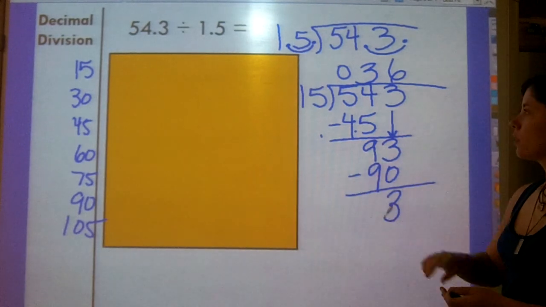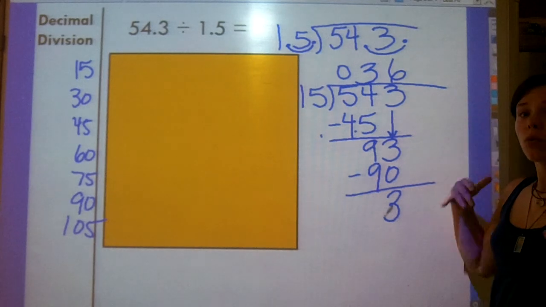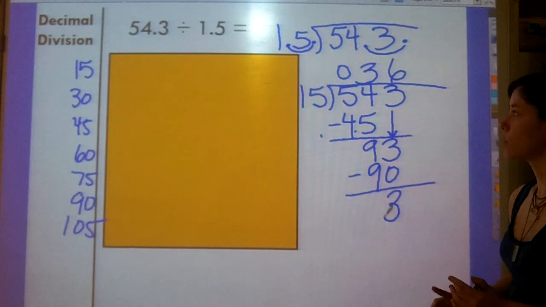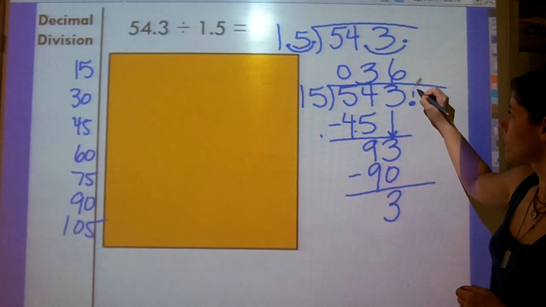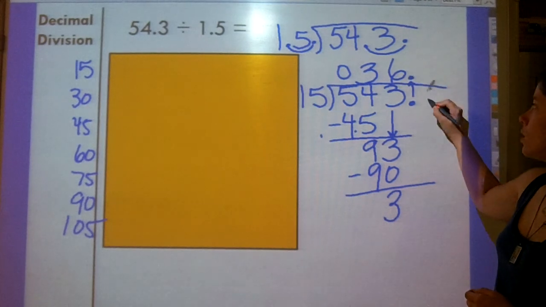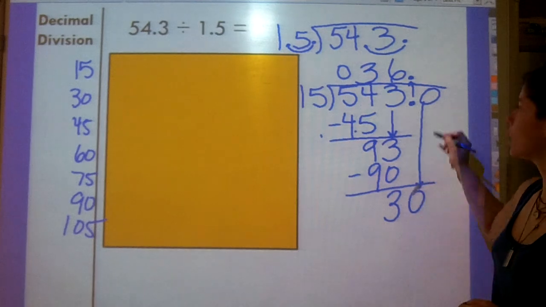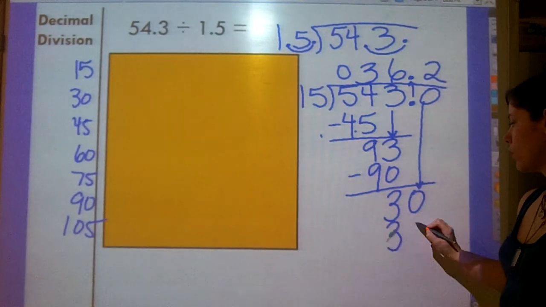I'm left with 3. 15 doesn't go into 3, and I'm out of numbers. What you should remember from the other day is that if I don't see a decimal and I need to start adding zeros, I need to put my decimal in first, bring it up to the quotient, and then bring a 0 down. 15 goes into 30 2 times, because 15 times 2 is 30.